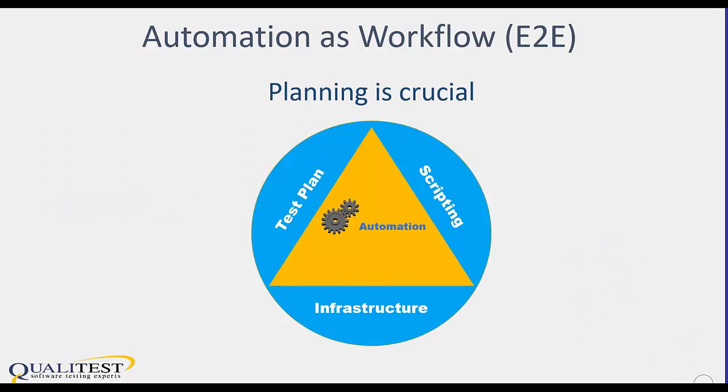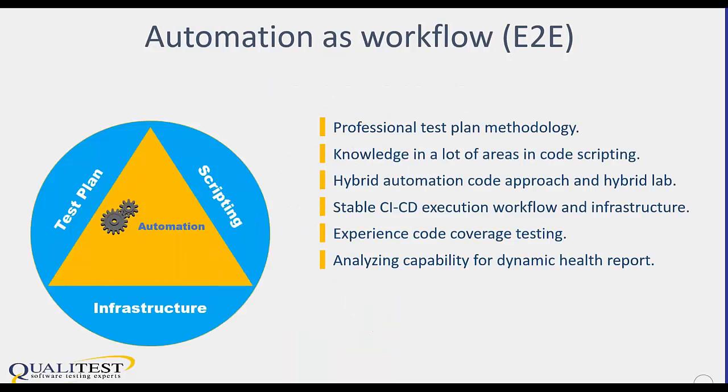Planning is crucial. We need a good test plan for automation, and we need really good scripting capabilities in a lot of different areas of code. And we need to put it all in one good and solid infrastructure. For that, we have a professional test plan methodology, and we have knowledge in a lot of areas of coding and scripting. A hybrid automation code approach makes us more efficient with hybrid lab.